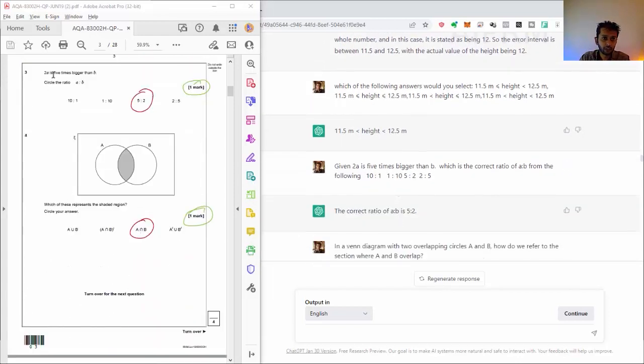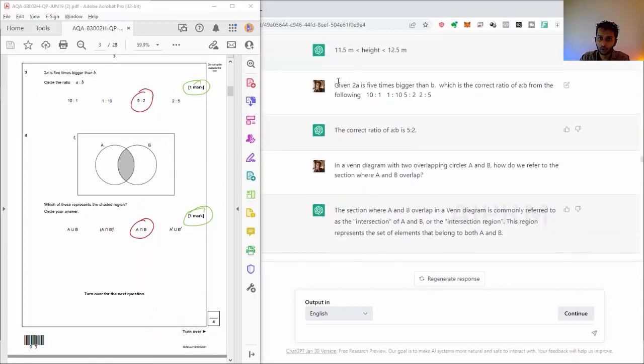Question 3. If 2a is 5 times bigger than b, circle the ratio. So I just copied the question in there and it picked 5 to 2, which was correct.